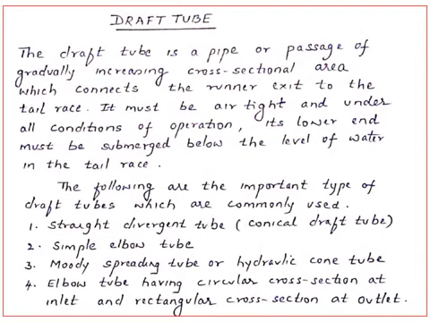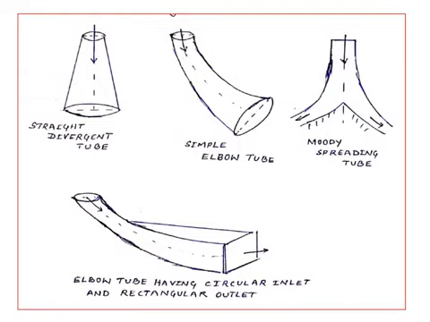Now there are many types of draft tubes, like the straight divergent type, also called a conical draft tube. We also have a simple elbow type, or a Moody spreading tube, or hydraulic cone tube, and an elbow type having a circular cross section at the inlet, whereas a rectangular cross section at the outlet. So these are the various types. This is known as a straight divergent tube, which is a conical tube. Also a simple elbow type, and this is the Moody spreading tube or a hydraulic cone tube. Here the inlet cross section is circular, whereas the outlet is rectangular.